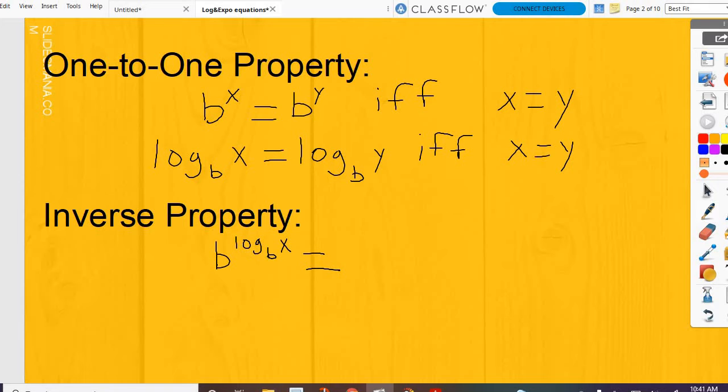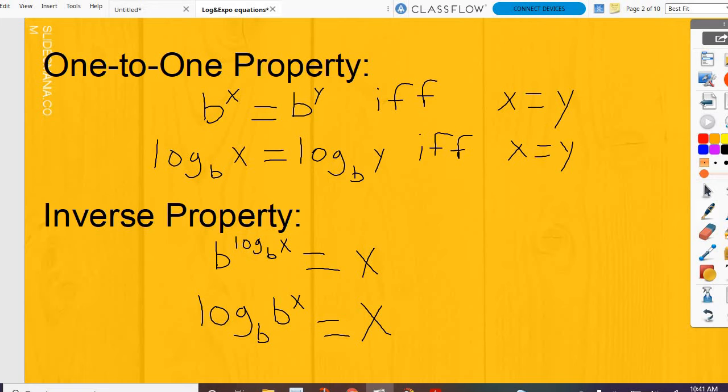They reduce, yes, so what are we left with? X. Now what if it's the other way? If I have log base b of b to some power, what also happens? Are they still inverses? So are logarithms and exponentials still inverses? Do I still have the same base? So what does it equal? It just equals x. Are we okay with that?